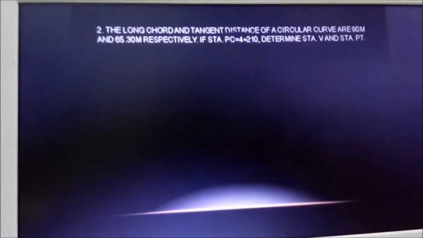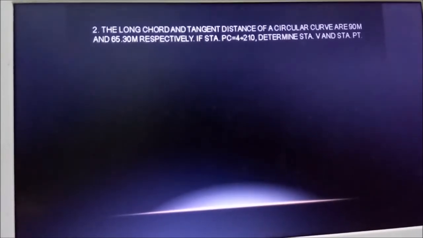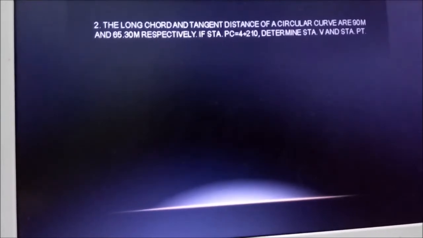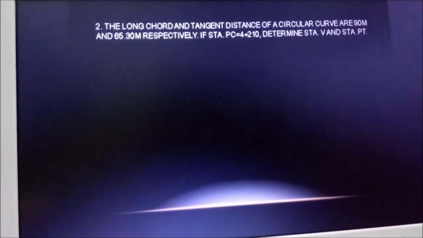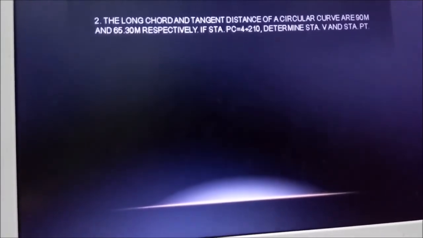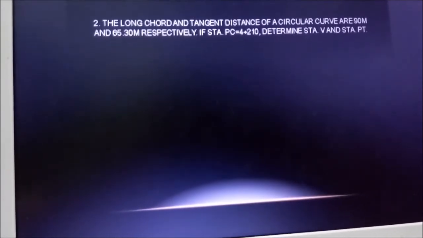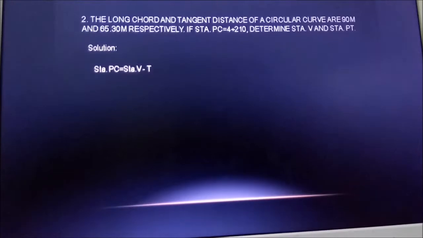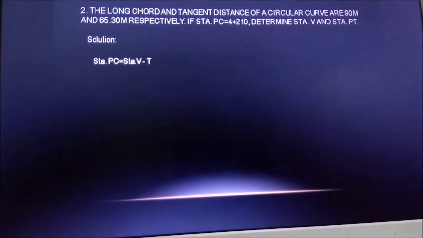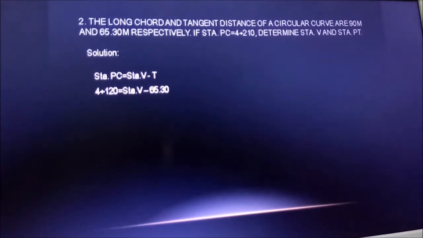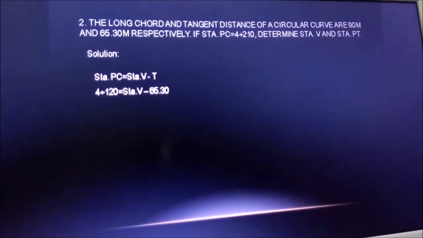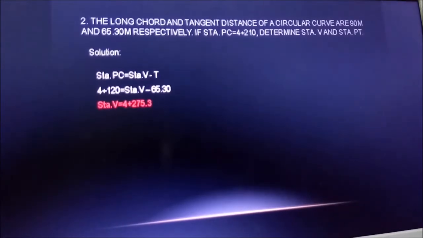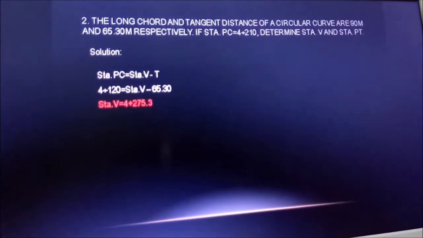Problem number 2. The long chord and tangent distance of a circular curve are 90 meters and 65.30 meters respectively. If station PC is equal to 4 plus 210, determine station V and station PT. Solution. Station PC is equal to station V minus the tangent distance. 4 plus 210 is equal to station V minus 65.30. So station V is equal to 4 plus 275.3.